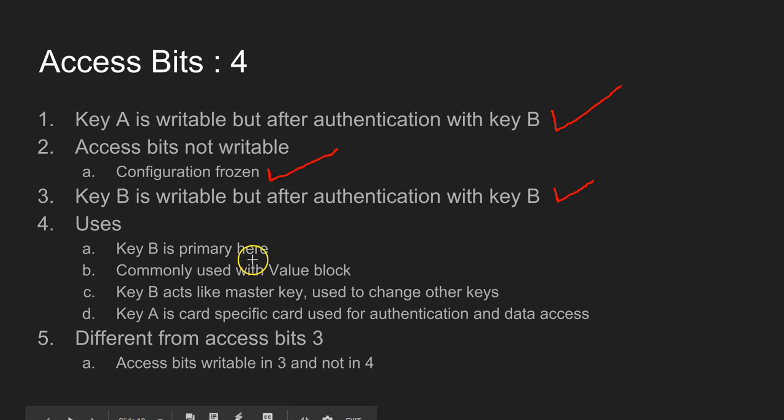Some of the uses of this configuration: key B is the primary key here, and this is commonly used with the value block. Key B acts as a master key, and you can use this to change the other key. And key A can be used as a card specific key for accessing data. If you compare access bit 4 with access bit 3, the only difference is that the access bits in 3 are writable but not in 4.